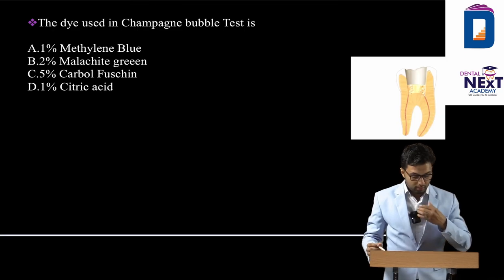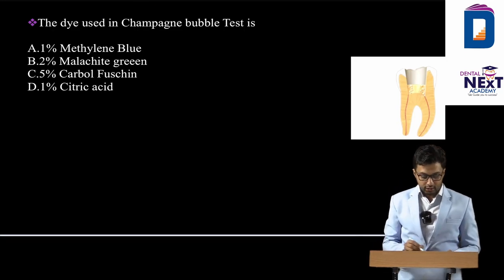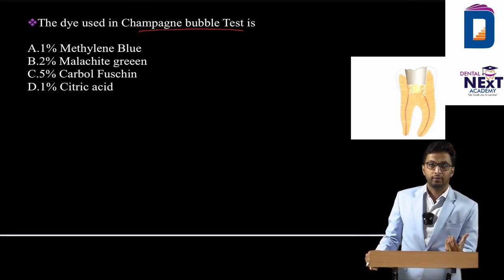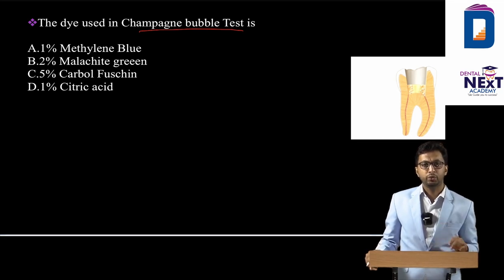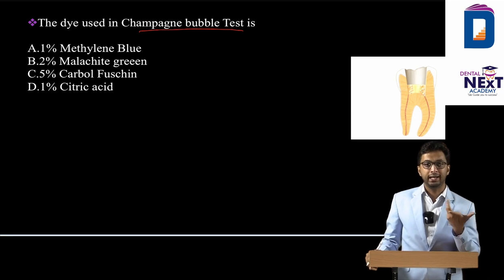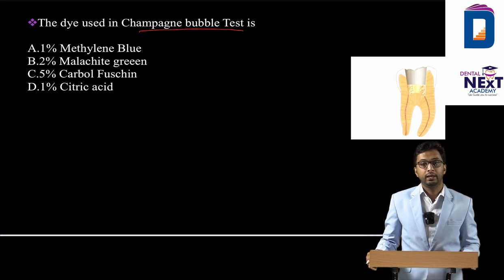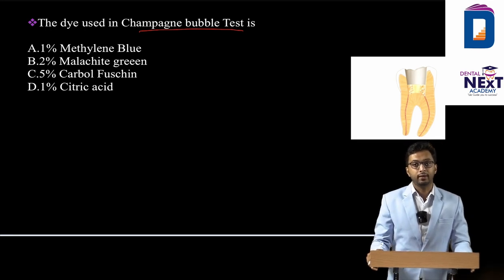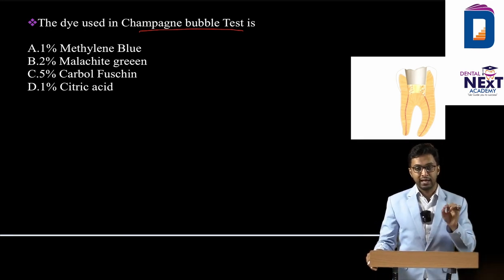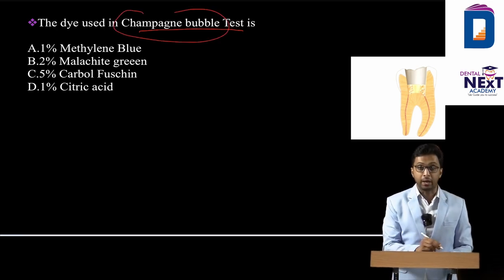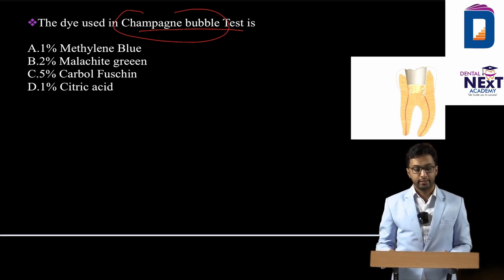You'll dry it. Now coming to the next question: the dye used in the champagne bubble test. So what is basically the champagne bubble test? So far you studied root canal anatomy, you dried the pulp chamber, you cleaned the pulp chamber, and now you try to locate the canal. You see that the canal is calcified. In that case, when a canal is calcified and you want to find it, we use something known as the champagne bubble test.